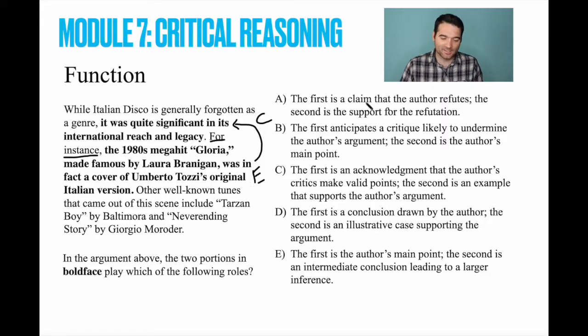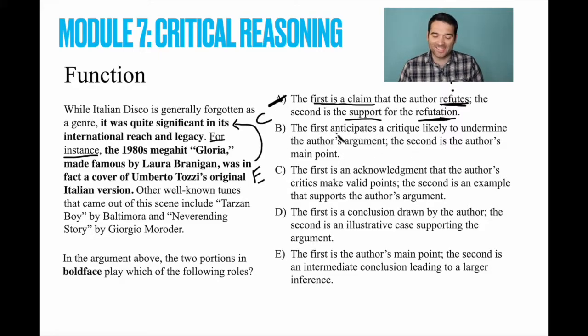All right, so let's take a look just at answer option A here. The first is a claim. Conclusion, claim, yes, same thing. That the author refutes? Not so sure about that part. I don't think we're refuting anything, but we'll hear it out. The second is the support for the refutation. So certainly the conclusion evidence part matches. It's a claim and then support, but the issue is that we're not refuting anything. So answer option A is out.